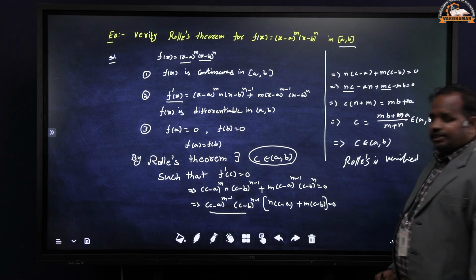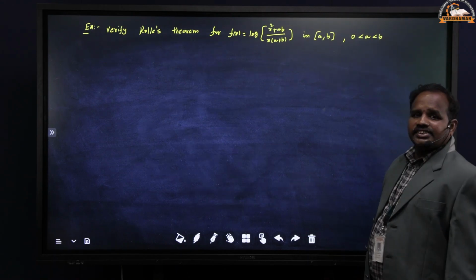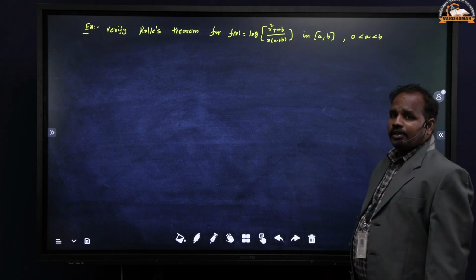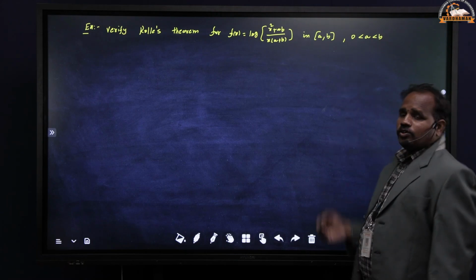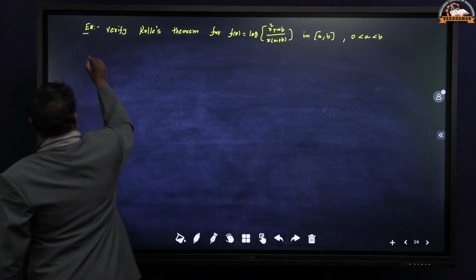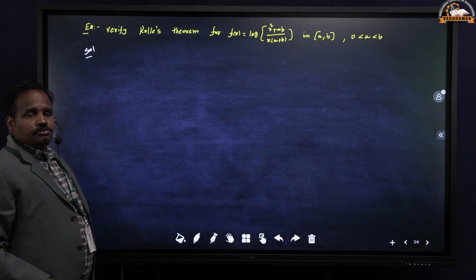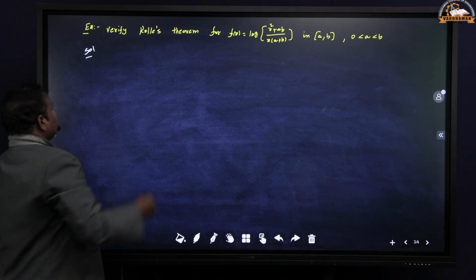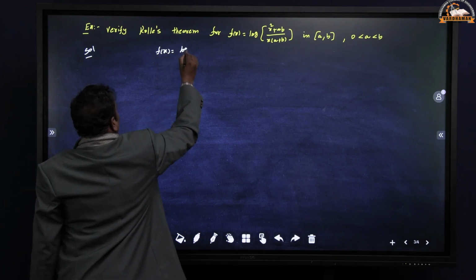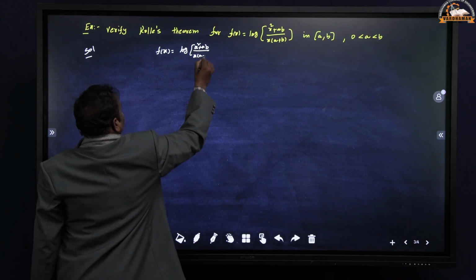Now we are going with another problem. Verify Rolle's theorem for f of x is equal to log of (x square plus ab) by x into (a plus b) in the closed interval a comma b. Here also we are applying Rolle's theorem. For Rolle's theorem we need three conditions: continuity, differentiability, and f of a is equal to f of b. Given function f of x is equal to log of (x square plus ab) by x into (a plus b).